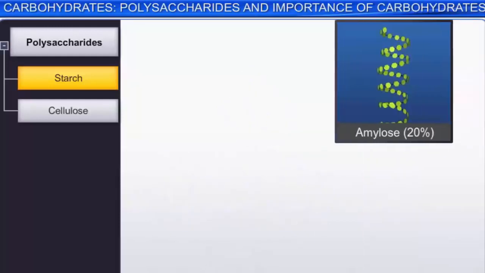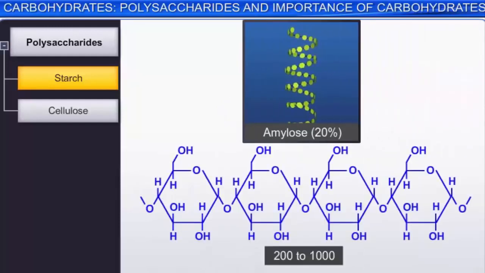Amylose is the water-soluble portion of starch. Amylose molecules contain 200 to 1000 alpha-D-plus-glucose units, connected by C1, C4 glycosidic bonds, as shown in the illustration. The chains of amylose are long and unbranched.